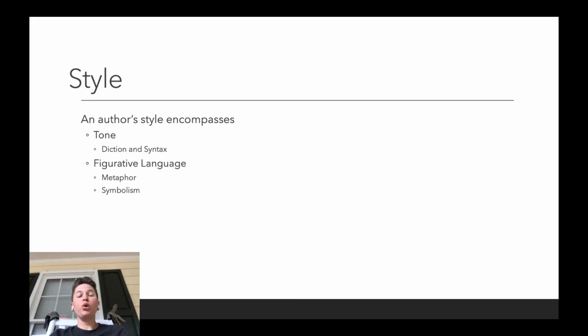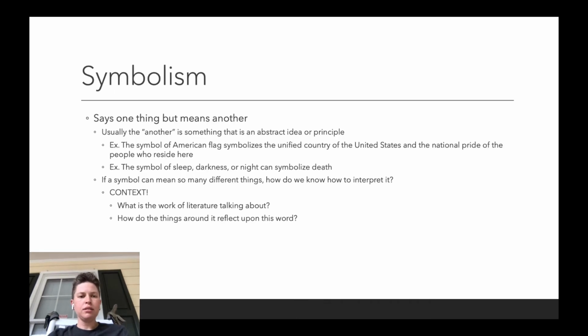Symbolism is the one that we're going to mainly focus on in this video, largely because that's the one that really contributes most to our understanding of the readings that we're doing. So let's talk a little bit about symbolism. Symbolism is when an author or a piece of literature says one thing but means another, right? The thing to remember about symbolism is that usually the other thing is something larger than what the symbol is, right? So, something that is an abstract idea or a principle, some grand thing as opposed to the symbol that represents it.